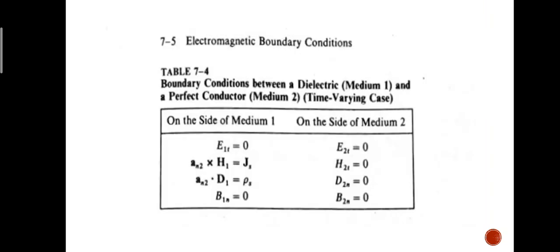On the side of medium 1, on the side of medium 2. B1 is 0, other side also 0.